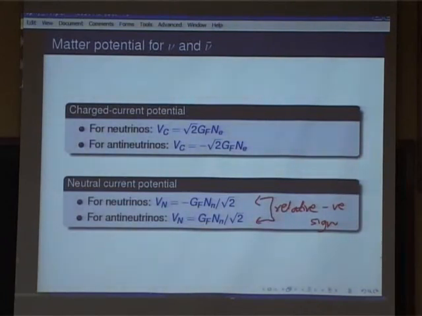So in matter, therefore, potentials exactly change sign. So Vc goes to minus Vc and Pn goes to minus Pn. And nu goes to nu bar. Now these are some interesting consequences.